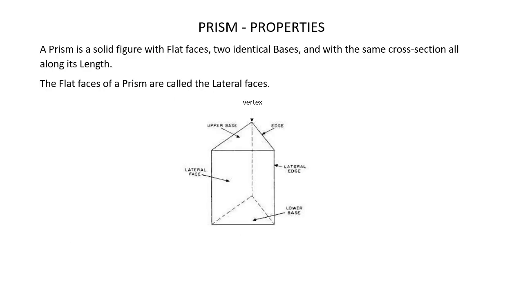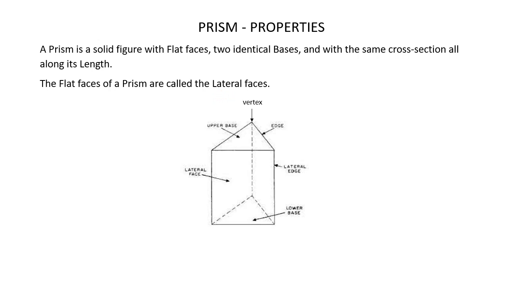Let's learn about a few properties of a prism. So what's a prism? A prism is a solid figure with flat faces, two identical bases, and with the same cross section all along its length. The flat faces of a prism are called the lateral faces.